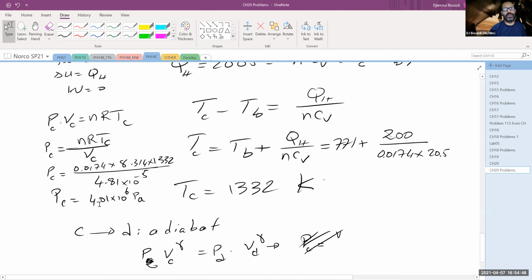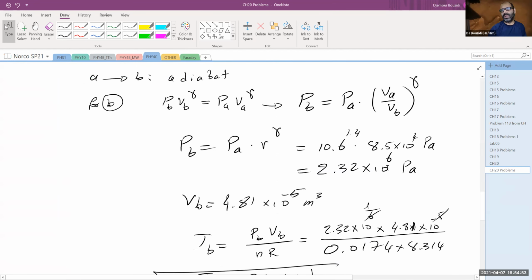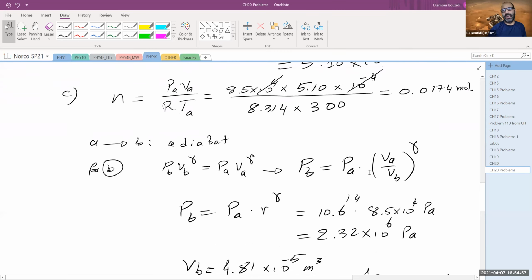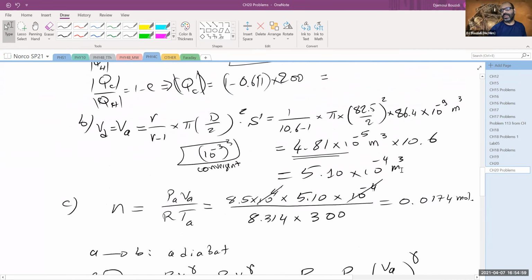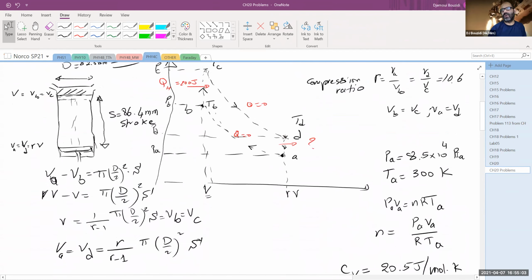Okay, to increase to about 4 times 10 to the power 6. The other pressure was 2.32 at point B, so it's a little less. And at point A, it was actually 10 to the power 4. That's what we started from, 8.5 times 10 to the power 4.